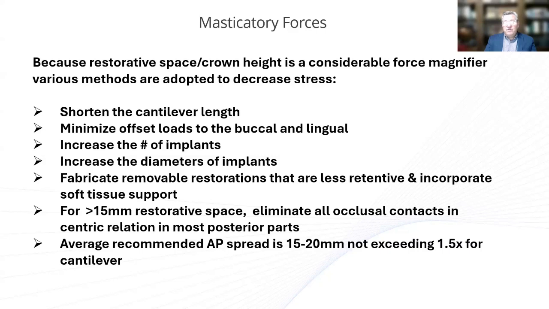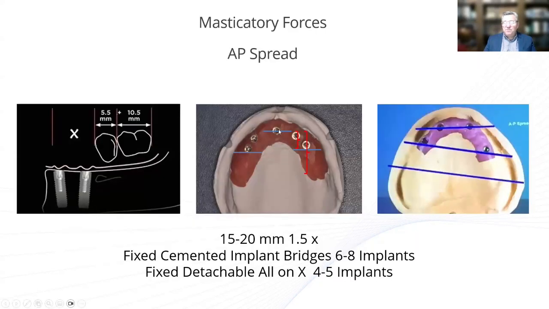For greater than 15 millimeters of restorative space, eliminate all occlusal contacts in centric relation in the most posterior parts. That's me. Average recommended AP spread is 15 to 20 millimeters, not exceeding 1.5x for a cantilever. And I'll show you what that means right here. So when you're talking about AP spread, to distribute all the forces evenly among these implants, not only are we worried about doing that, but we're also worried about preventing too much cantilever back here. Remember, Mish said he didn't like cantilevers at all, but we know how much cantilever is allowed now.